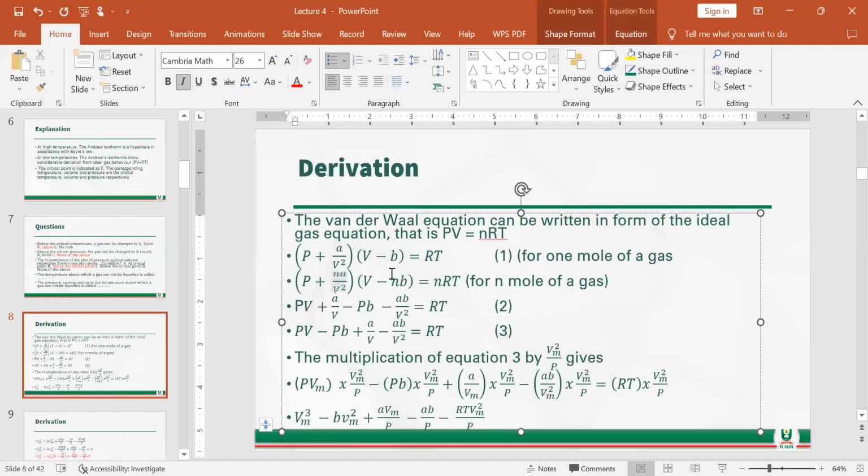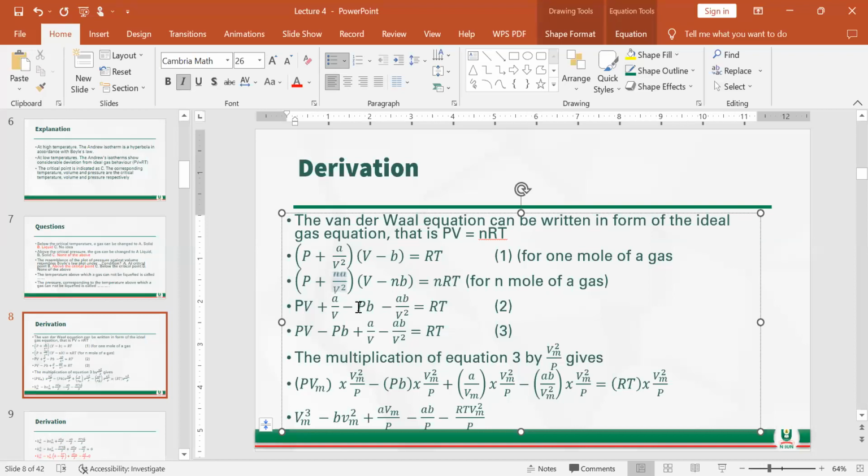Then multiplied by the volume V minus b for 1 mole of a gas. So it is equal to RT. That means the product of pressure and volume. We see that the actual pressure exerted by 1 mole of a gas is P plus a over V squared, and then this one should be P plus an squared. Please take note of that correction. I have corrected it before I send out the slide. So it is equal to nRT.